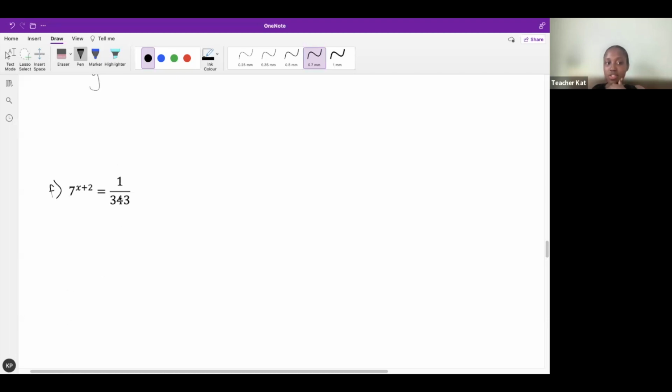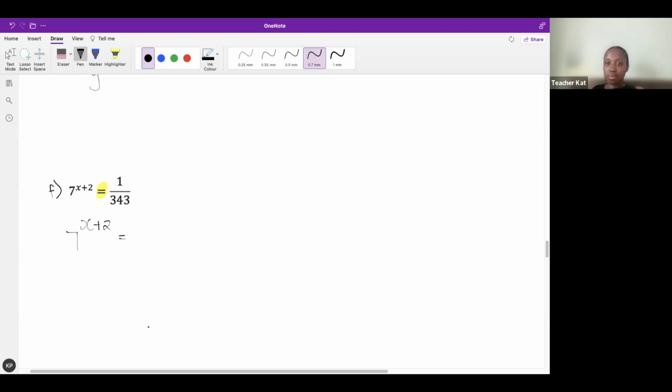This is an exponential equation, right? How do we know this is an equation and not just an expression? Because of the equal sign. Okay, we'll get there when we get to algebra. This equal sign is telling you it's an equation. So you need to try and solve it. Okay, so then I have 7 to the power of x plus 2 equals.